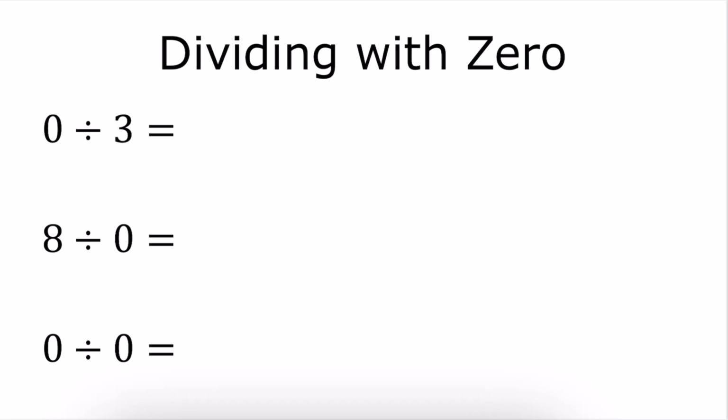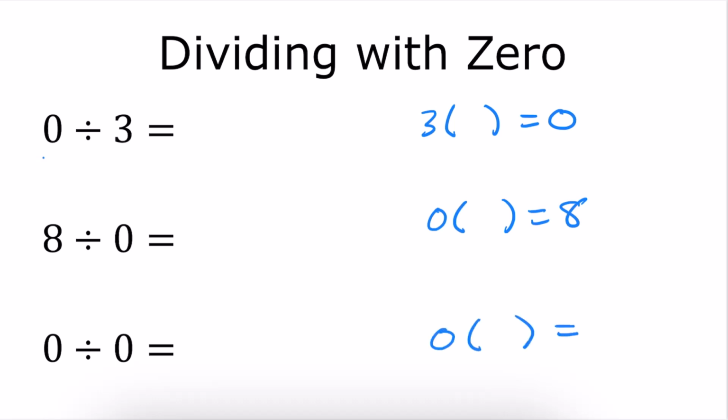And this idea of using the missing factor model can help us understand how to divide when a 0 is involved. If I take each of these division problems and rewrite them as a missing factor problem, 0 divided by 3 would be rewritten as 3 times what equals 0. 8 divided by 0 would be rewritten as 0 times what equals 8. And 0 divided by 0 would be written as 0 times what equals 0. If I look through these missing factor problems, it's easy to see which ones are able to be defined and which ones are not.